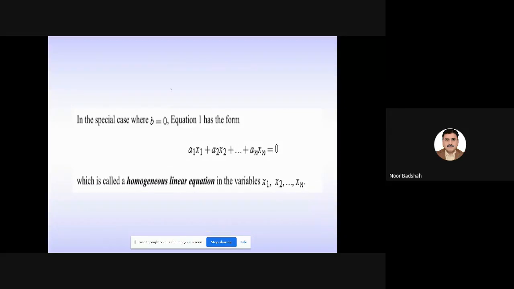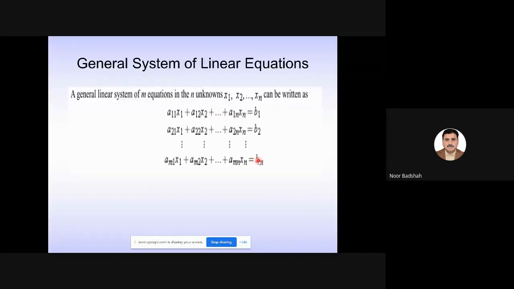That's a homogeneous equation in n variables. Okay, x1, x2 up to xn. As I said, we may have a homogeneous equation in one variable, in two variables, up to n variables. Then we talk about a system of equations. And it will obviously be linear equations. All the time we'll be talking about linear equations because we are in linear algebra. Everything will be linear.